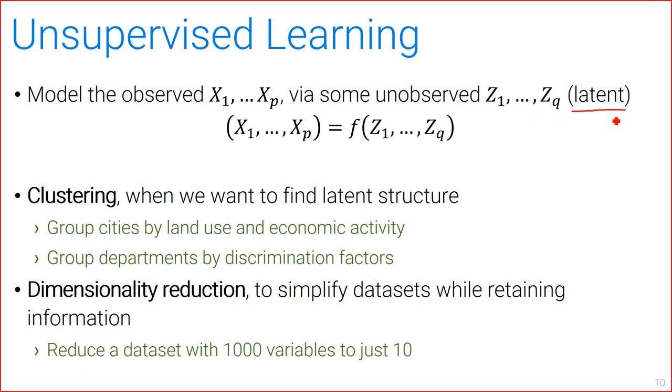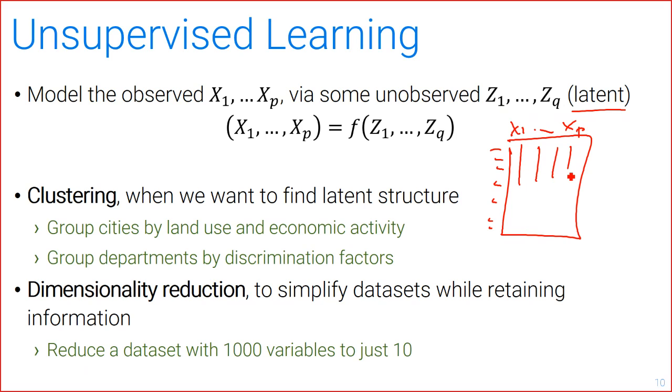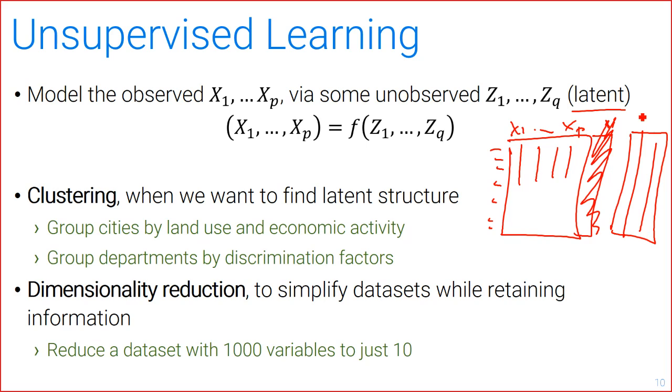If you think about the typical data set or data frame in pandas, you would have a table with all the observations here in the rows. Then we will have the variables here in the columns. Then in a supervised learning problem, we have a column representing the response, so we try to build a model. But here in unsupervised learning, we don't have anything. The point is we want to estimate another data frame of variables Z1 to ZQ based on these P variables.